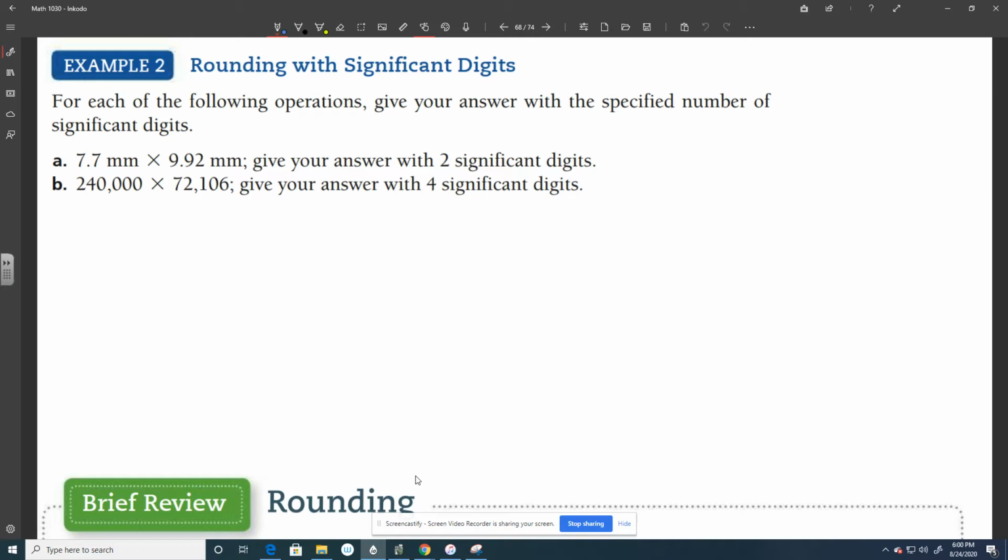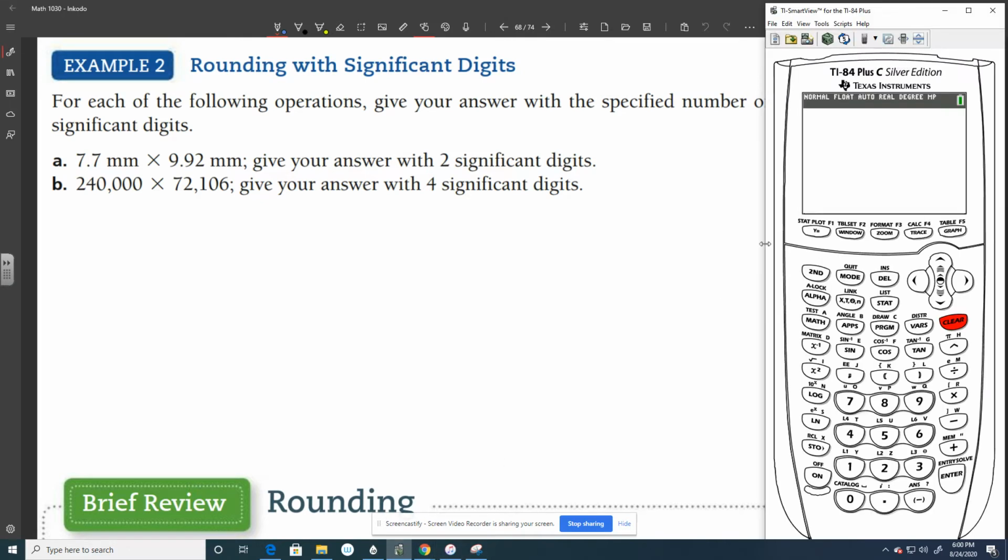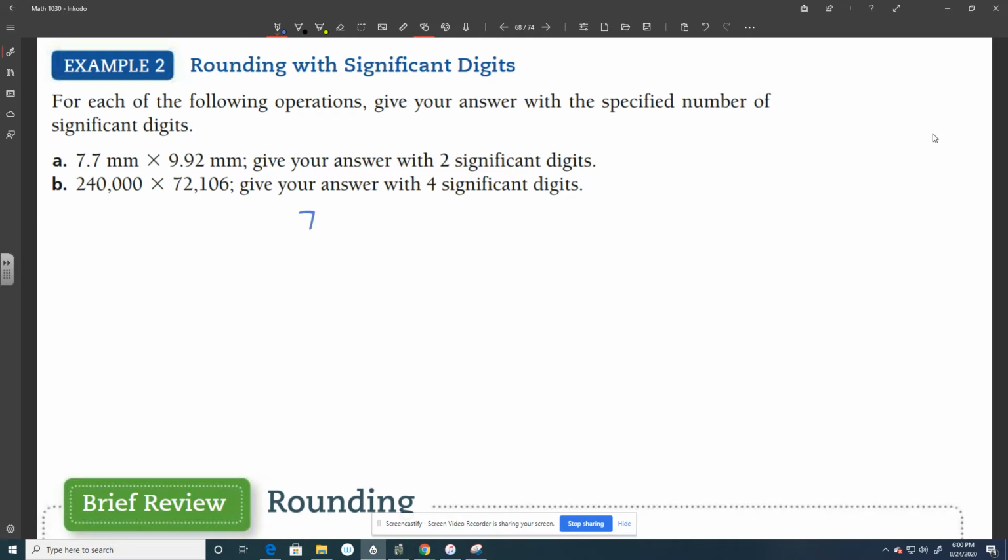So for example A, 7.7 millimeters times 9.92 millimeters, and it wants us to give the answer with 2 significant digits. So when I multiply that, I'm going to go 7.7 times 9.92, and I'm going to get 76.384. But it wants me to round to 2 significant digits. Well, 2 significant digits is just 7 and 6. So I'm going to round the rest of this away. And since this is a 3, this just rounds to 76 millimeters would be my answer there.